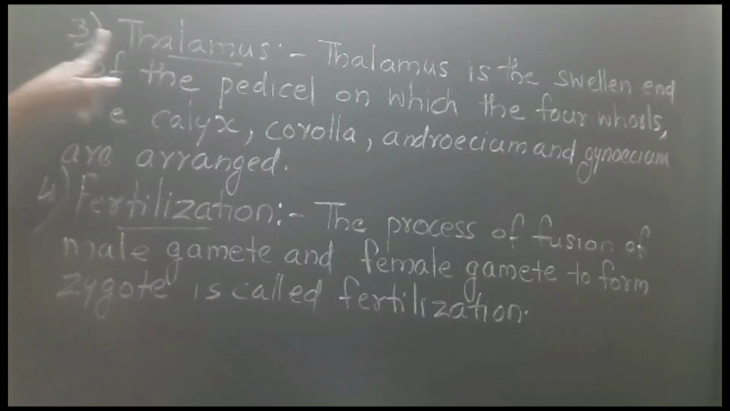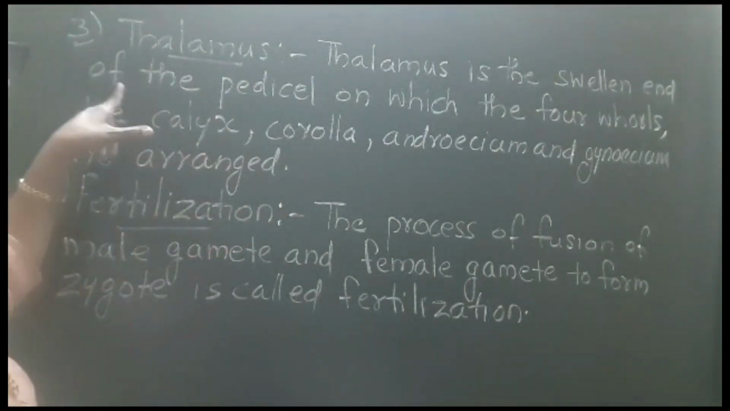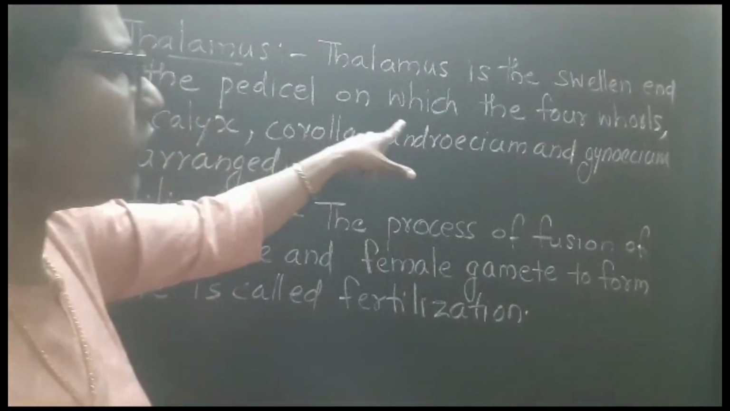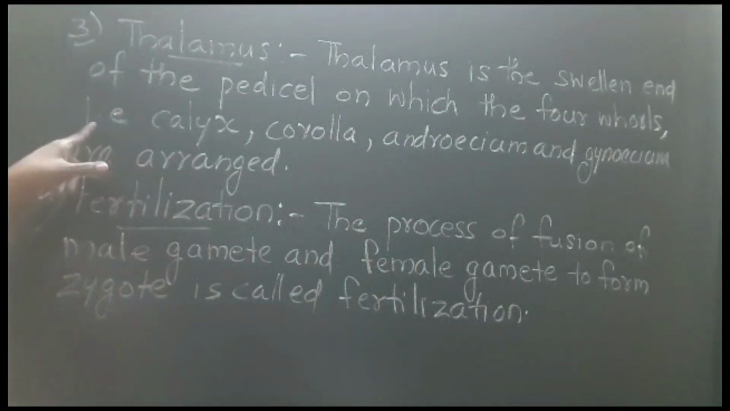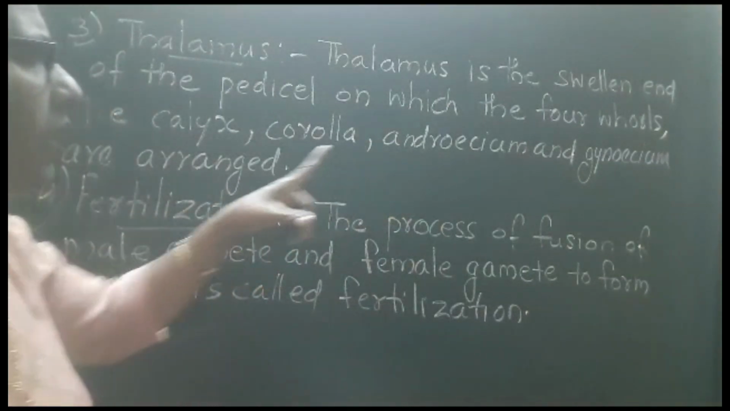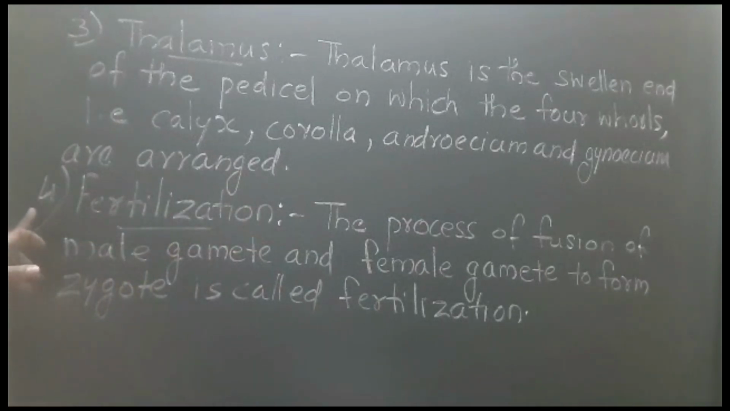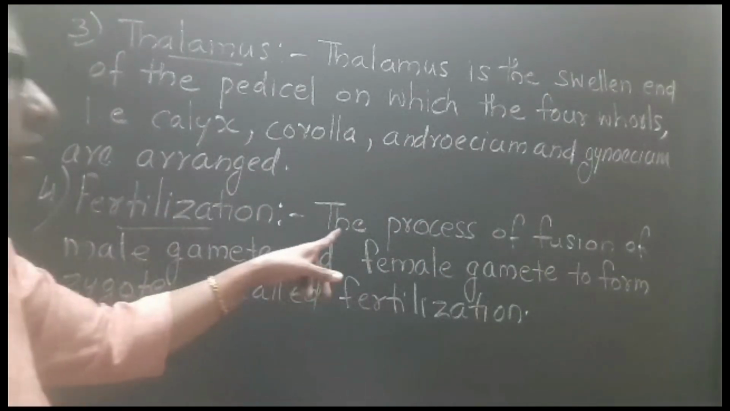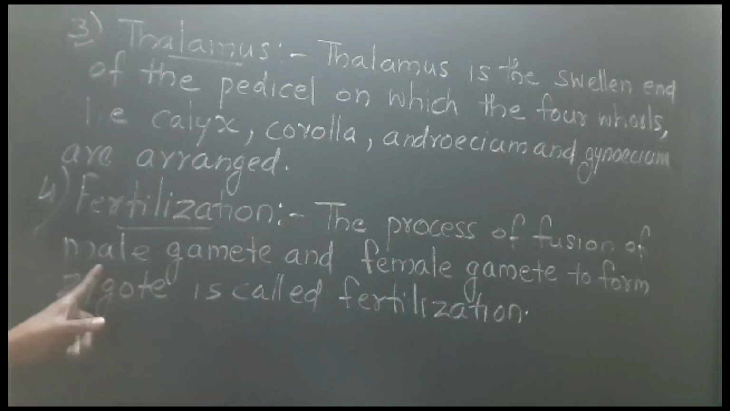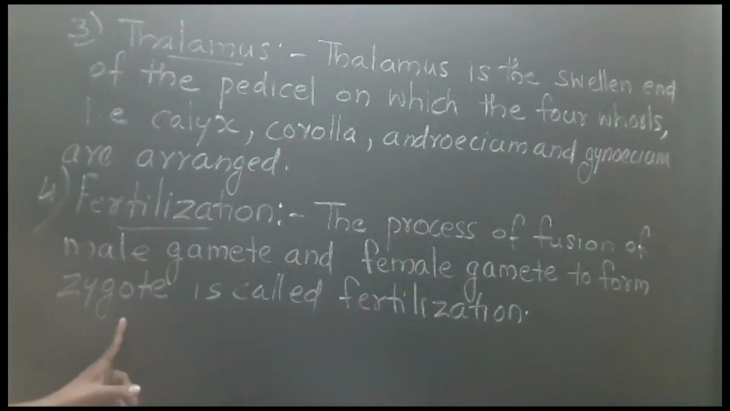Number 3, thalamus. Thalamus is the swollen end of the pedicel on which the 4 whorls, that is calyx, corolla, androecium and gynoecium are arranged. 4, fertilization. The process of fusion of male gamete and female gamete to form zygote is called fertilization.